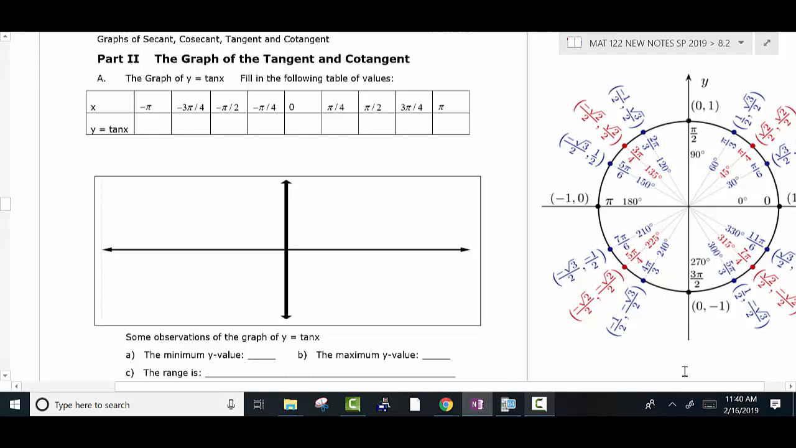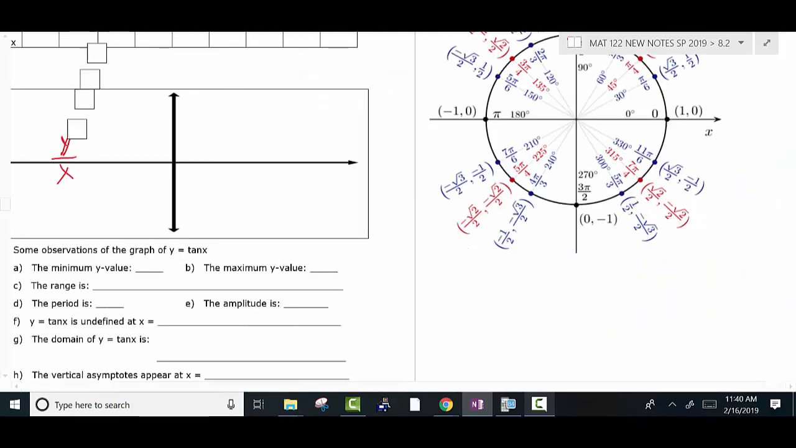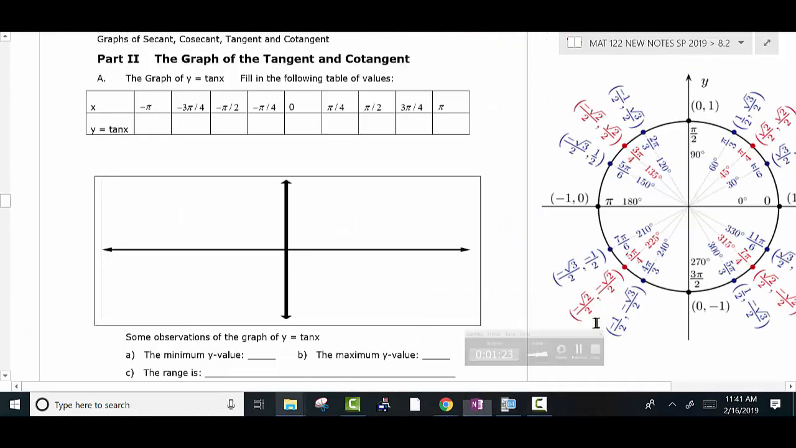and to begin with, we're going to look at just the basic graph. So you have to remember what you do on a tangent. A tangent is y over x. Okay, so a tangent's y over x. We're going to do y over x all the way around the unit circle.